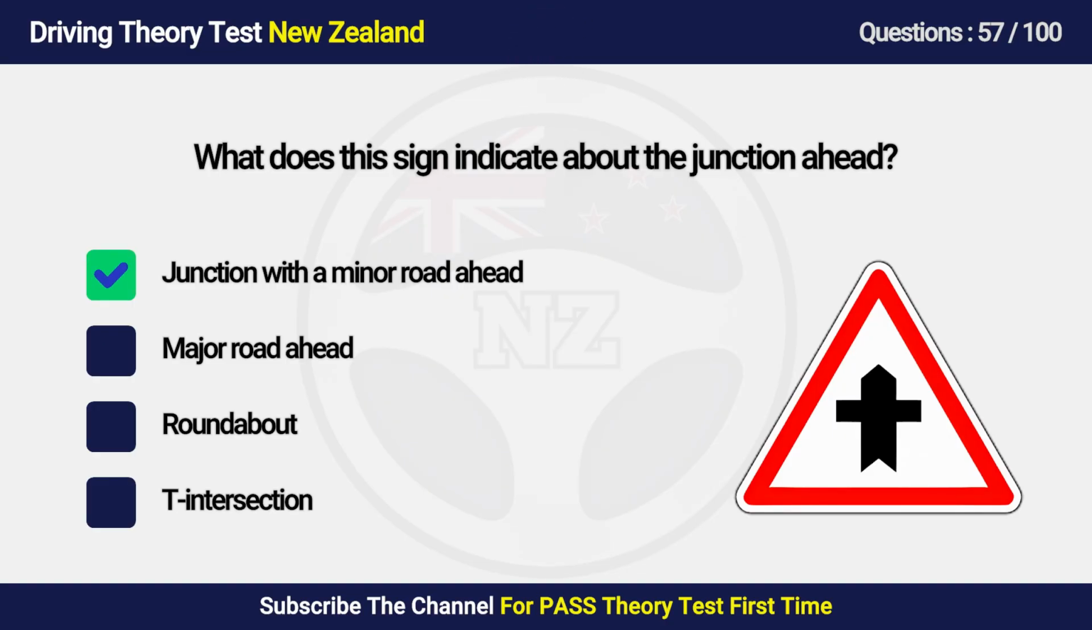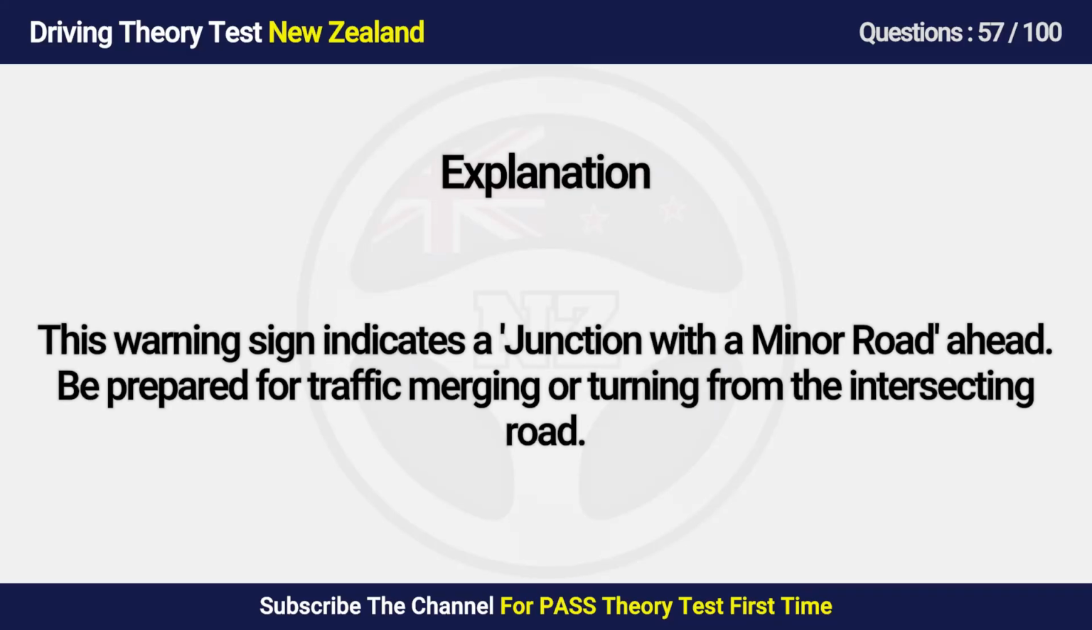Answer is A. Junction with a minor road ahead. This warning sign indicates a junction with a minor road ahead. Be prepared for traffic merging or turning from the intersecting road.